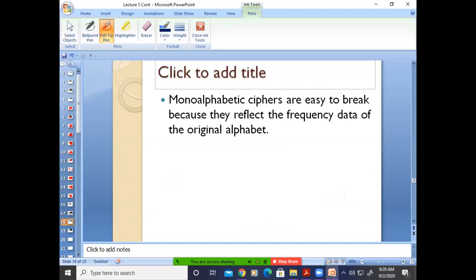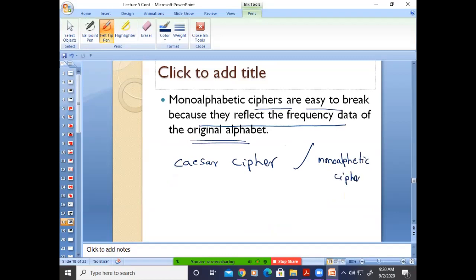Now you can try. Now, what is this? Monoalphabetic ciphers are easy to break because they reflect the frequency data of the original alphabet. Now, here one question. What we have discussed, Caesar cipher. Now, tell me, is it a mono-alphabetic cipher or not? What is the meaning of mono-alphabetic cipher? Suppose if I am replacing A with some M, wherever A comes, we will replace it with the same M. Yes or no?